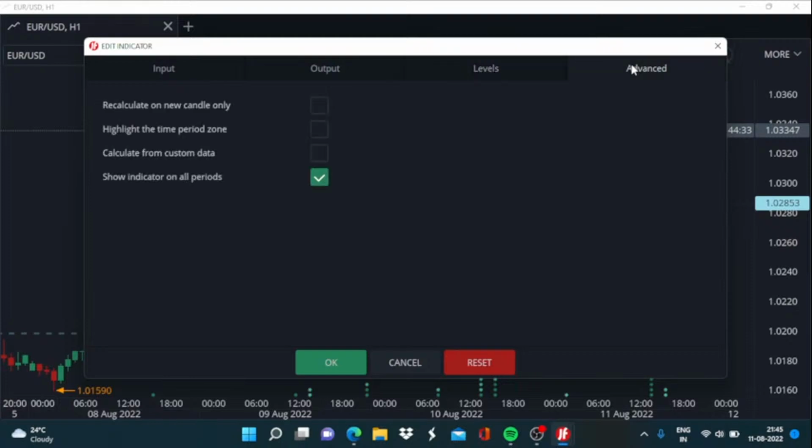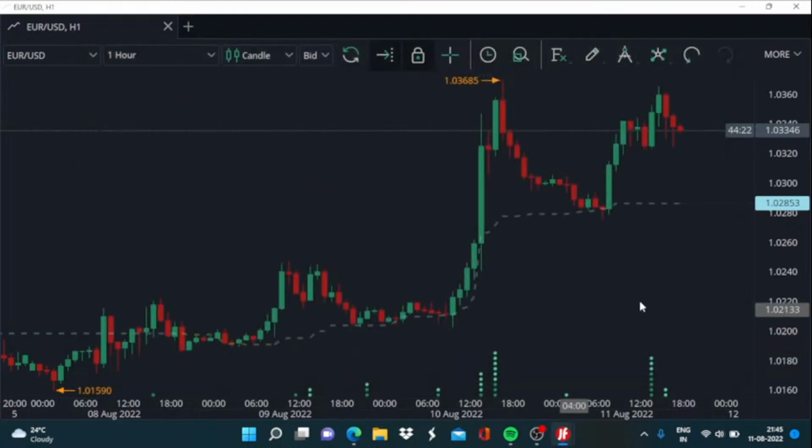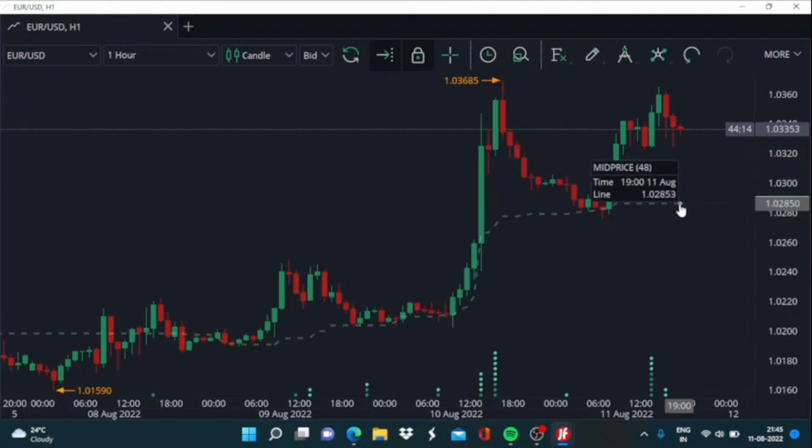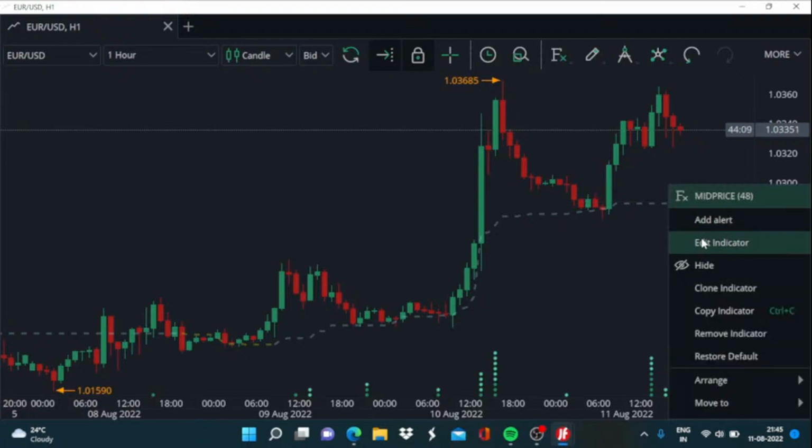Coming to the advanced options, if we want the mid price value to be recalculated on the given time period only once, then you have to opt for this. So its value will remain constant for the current candle period. Unless and until a new candle forms in the next hour, we will have this value remaining constant.